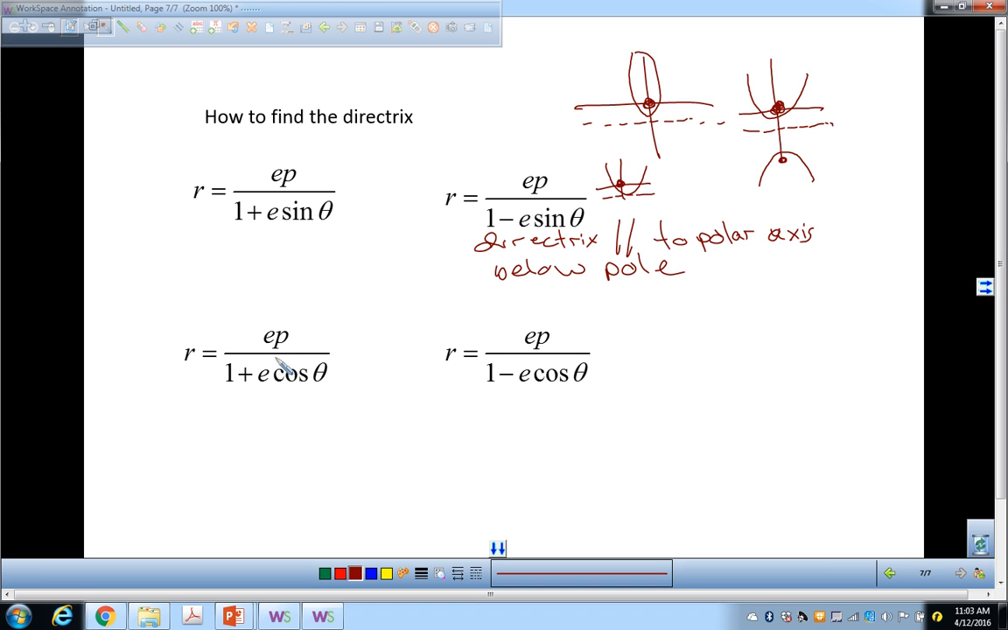Okay. If it is cosine, guess what is going to happen? Which way do you think my graphs are going to go? Sideways? Okay. So if it's a cosine, then the directrix is perpendicular to the polar axis.